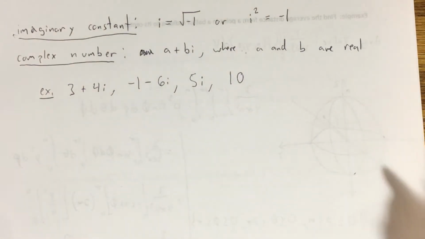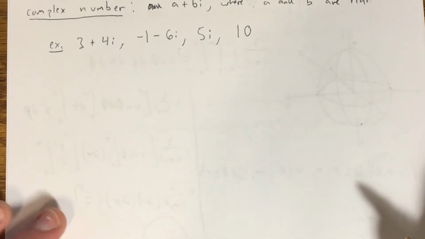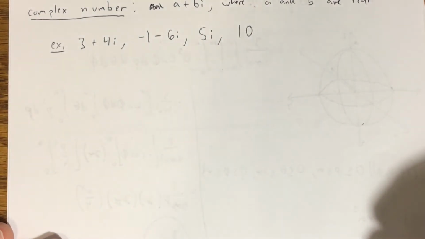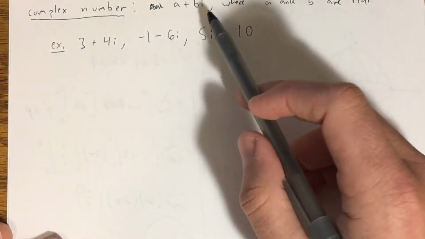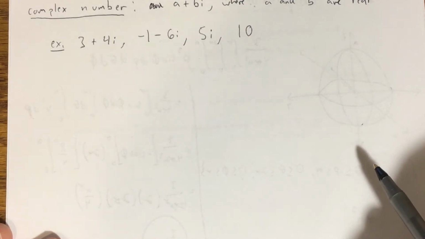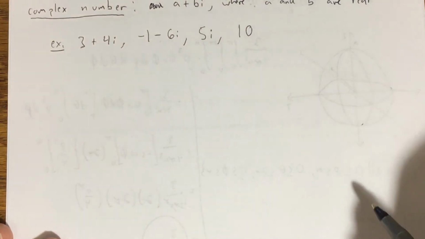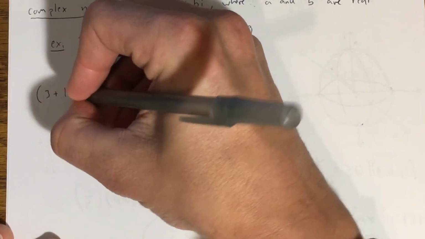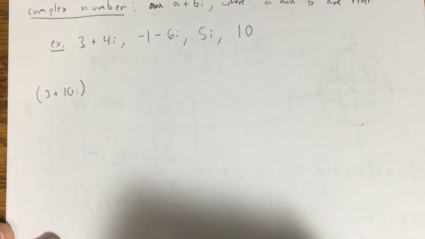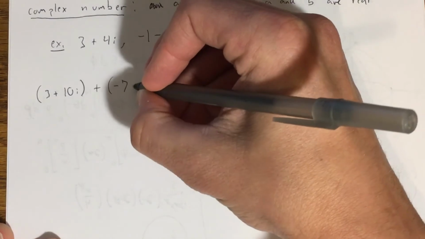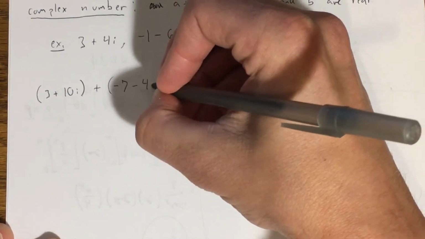So let's talk about the arithmetic with the complex numbers: addition, subtraction, multiplication, and division. Addition and subtraction are really easy with complex numbers because we treat the i in a complex number as if it were an x, some kind of expression with a variable. So for example, if I wanted to do 3 plus 10i, that's one of my complex numbers, plus, let's say, -7 minus 4i.